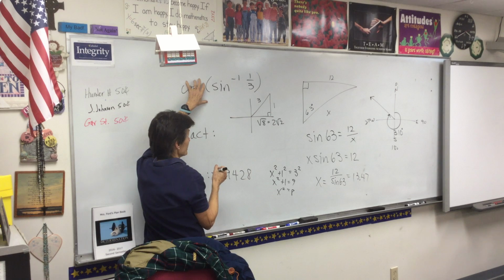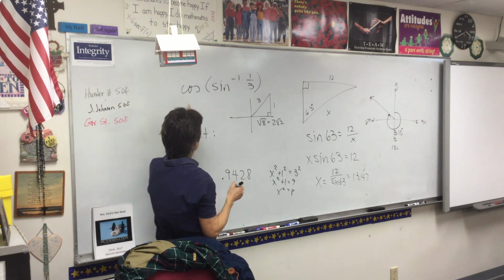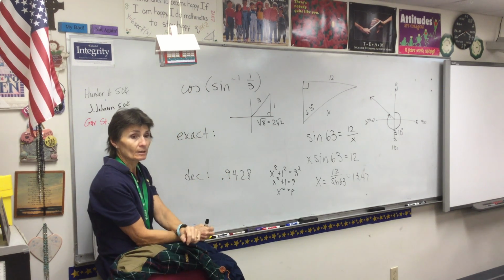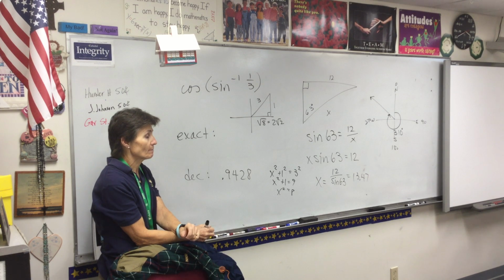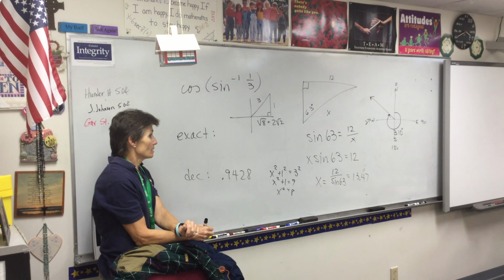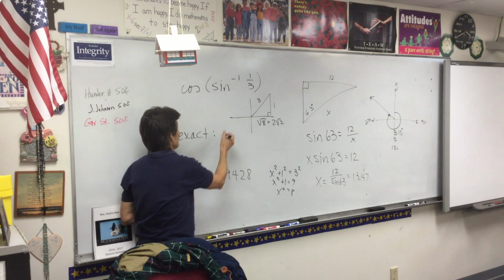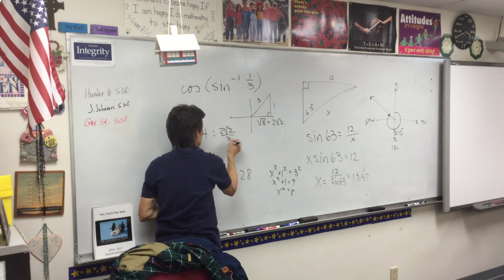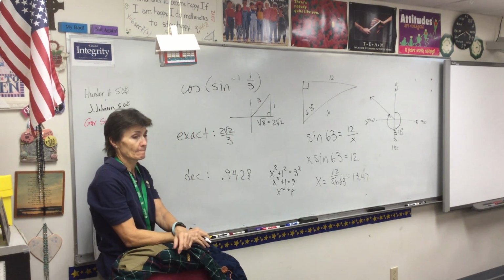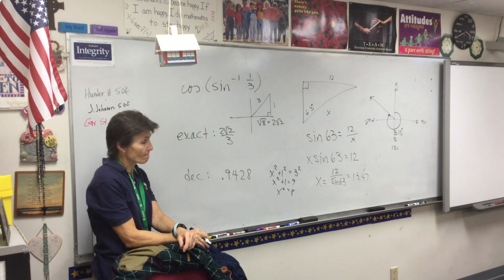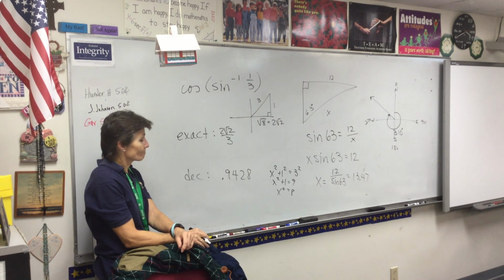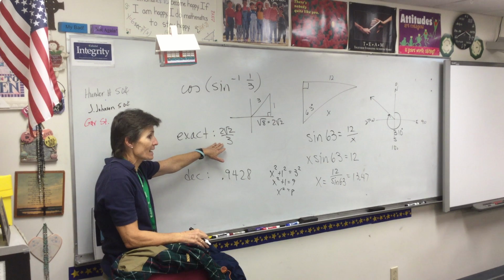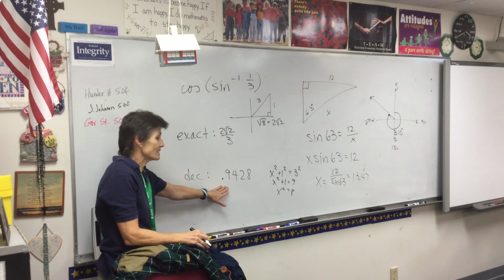Right? Now I got my whole picture drawn, so now I can find my cosine. What's my cosine? 2 root 2 over 3. So there's my exact answer. Here's my decimal answer.